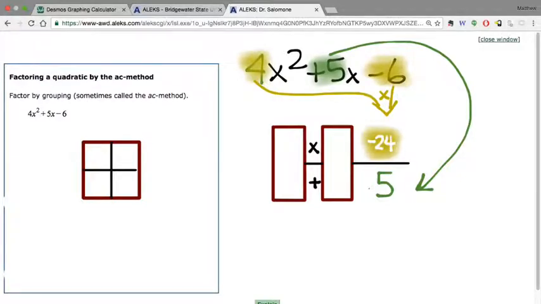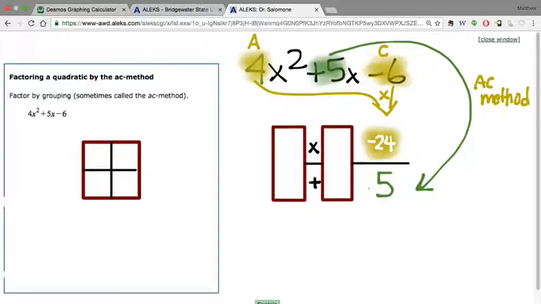This is a method that's called the AC method. And it's called the AC method because you get that product by multiplying the coefficient of the quadratic term, which is often called A, multiplied by the constant term, which is often called C. So you multiply those two things together, and that gives you the target in your sum and product game.